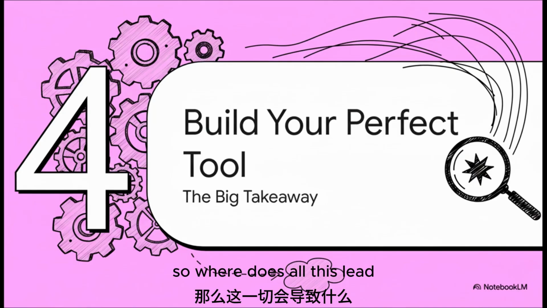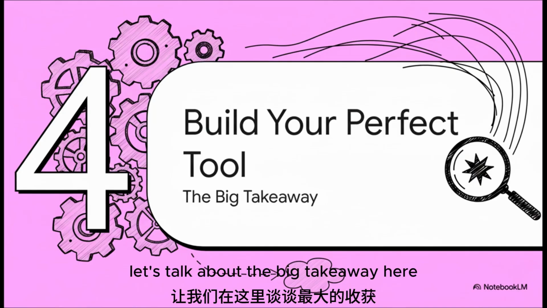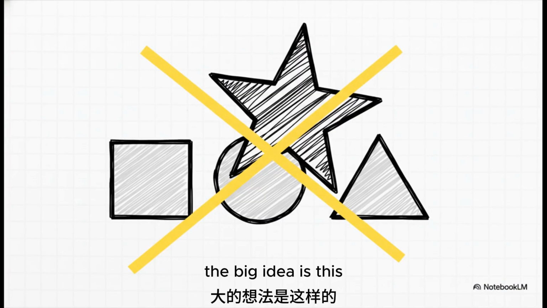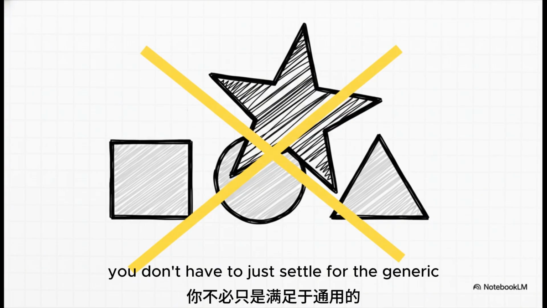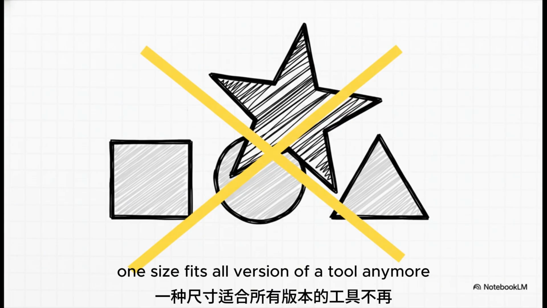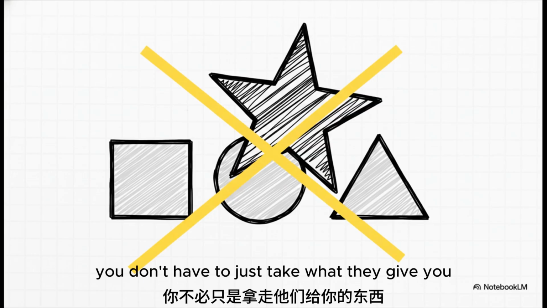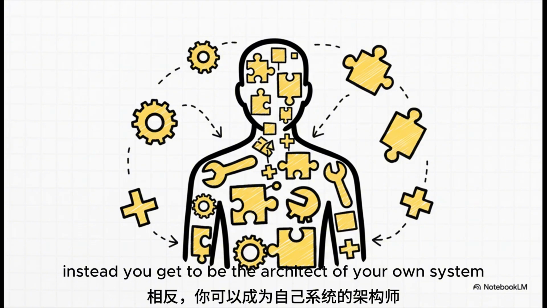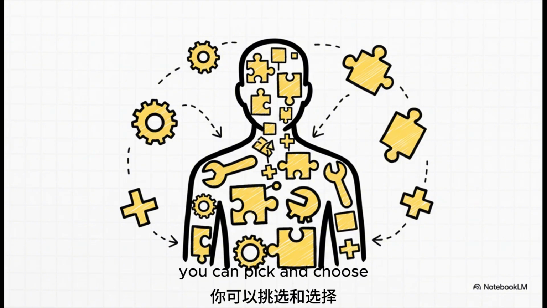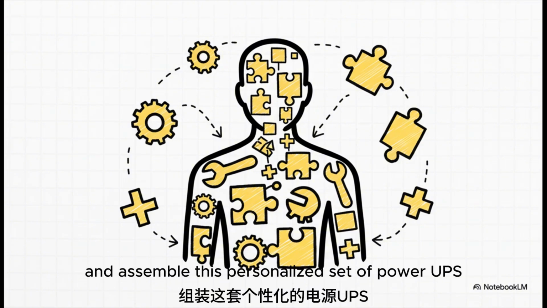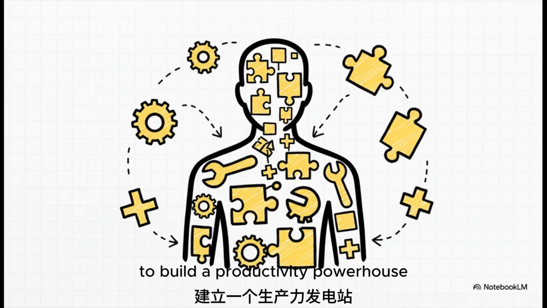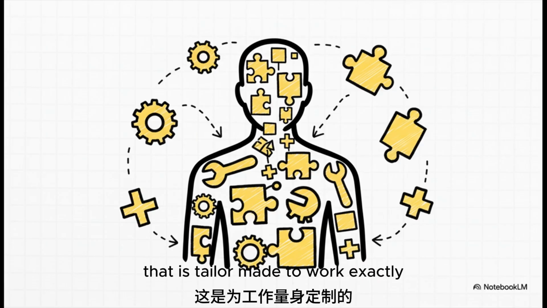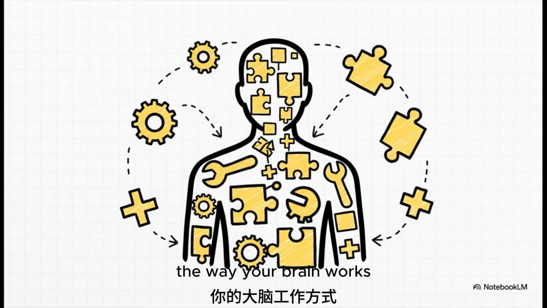So where does all this lead? Let's talk about the big takeaway here. The big idea is this. You don't have to just settle for the generic one-size-fits-all version of a tool anymore. You don't have to just take what they give you out of the box. Instead, you get to be the architect of your own system. You can pick and choose and assemble this personalized set of power-ups to build a productivity powerhouse that is tailor-made to work exactly the way your brain works.